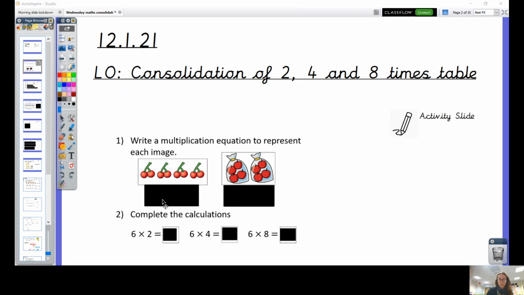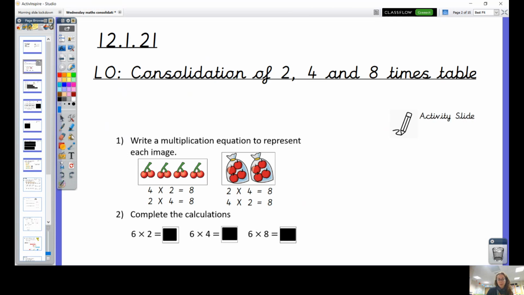Okay, so we should have got, there are 4 groups of cherries, 4 times 2, there is 2 in each little group, and that totals 8. And we could have done the switcher as well for that one. With this one here, we've got 2 bags, 2 groups of 4, 4 in each bag. That totals 8 as well. And again, we could do the switcher. Tick those if you got those correct.